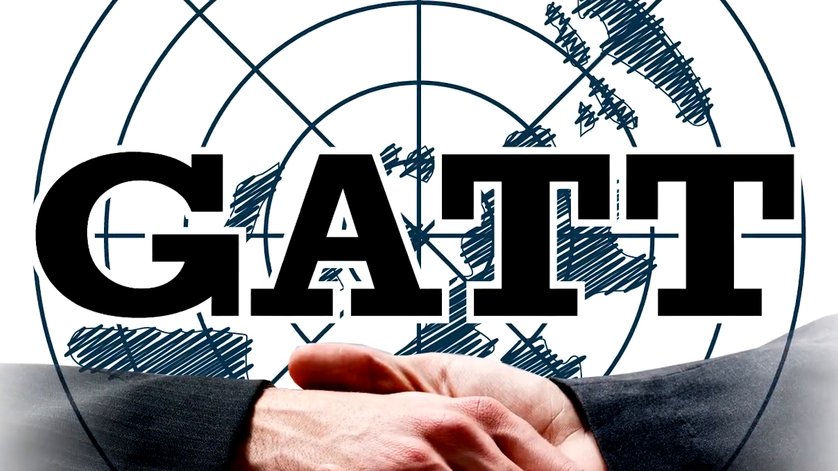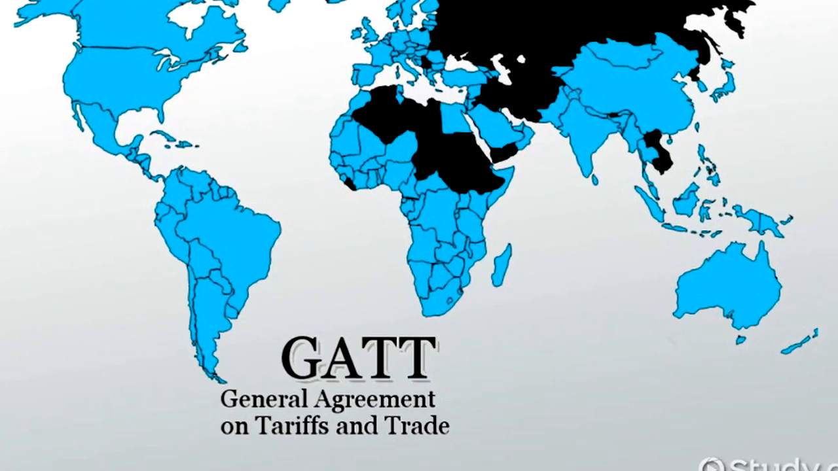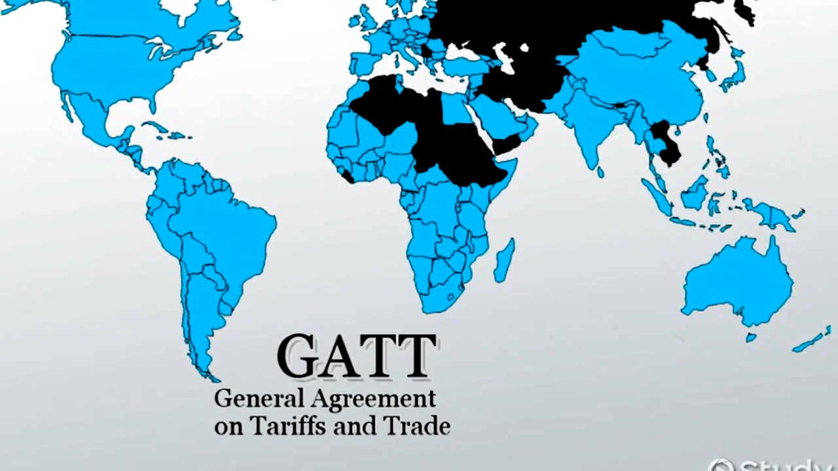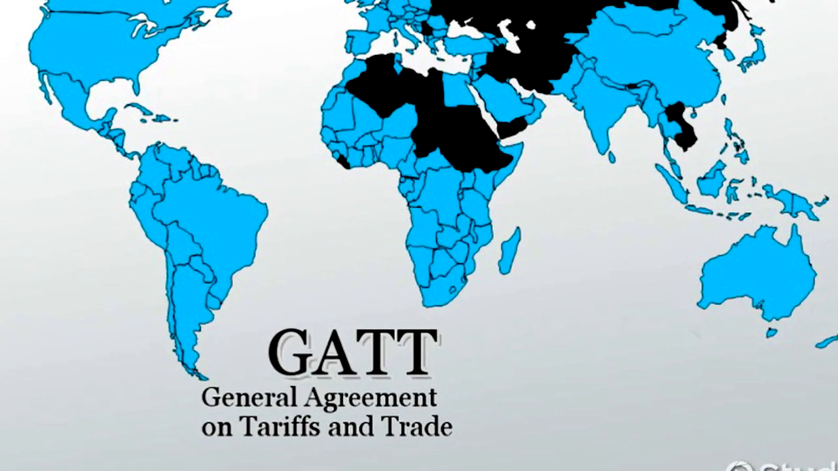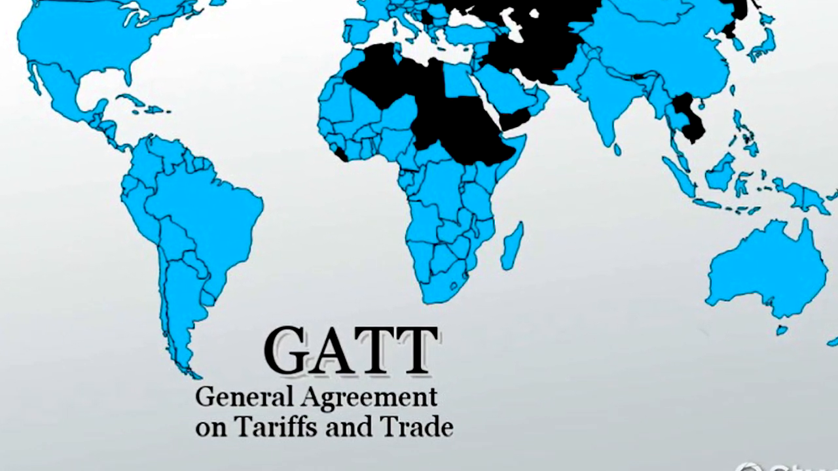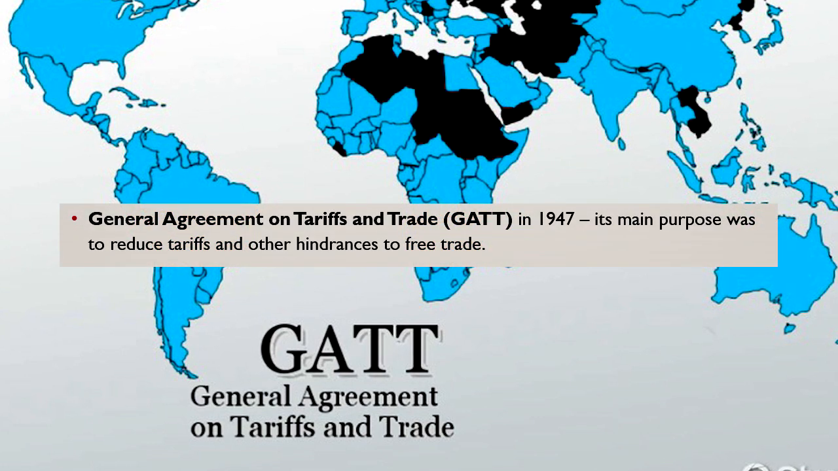Shortly after the Bretton Woods system was inaugurated in 1944, right? In 1947, various countries committed themselves to further economic integration. Ano yung ginawa nila? The GATT, or the General Agreement on Tariffs and Trade, in 1947. Its main purpose was to reduce tariffs and other hindrances to free trade, or yung mga tinatawag natin na trade barriers. Bago tayo pumunta sa neoliberalism, tingnan muna natin yung global Keynesianism.